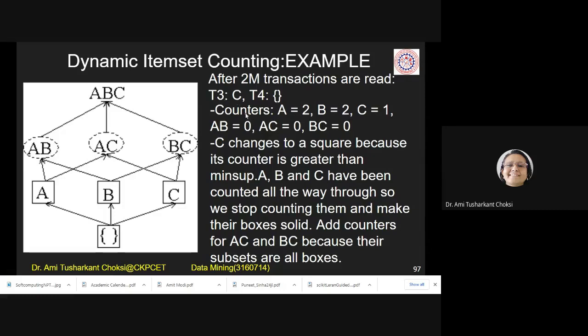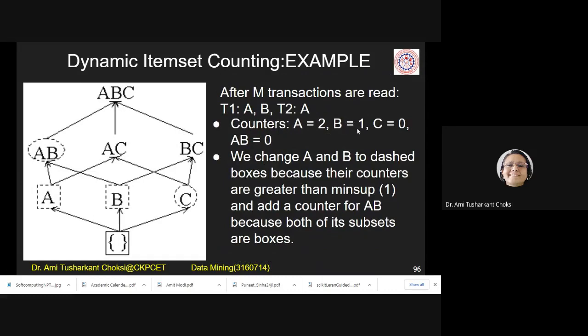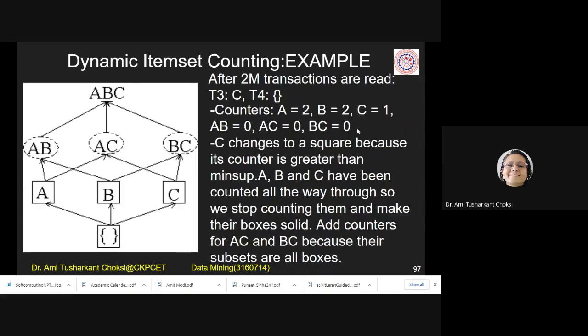So what will be the counter? A was 2, B was 1. So what do we say? B is coming to 2.